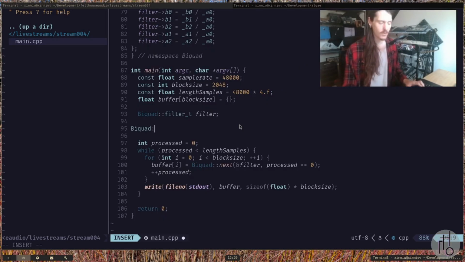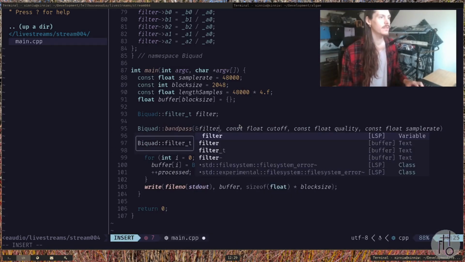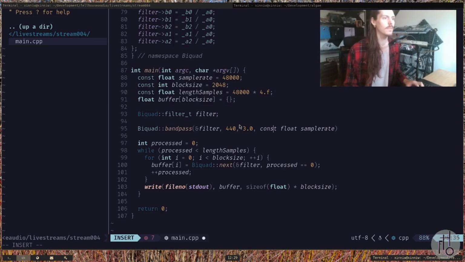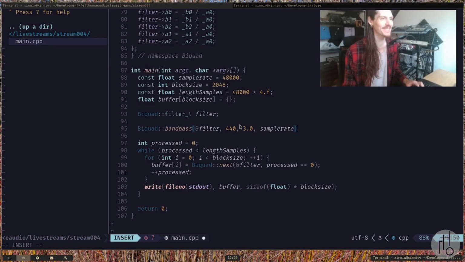But now we can say biquad bandpass filter, and then I don't know. Let's do 440. Let's try to make something that goes bing. I think that's a sane Q factor. This might explode. We'll find out.